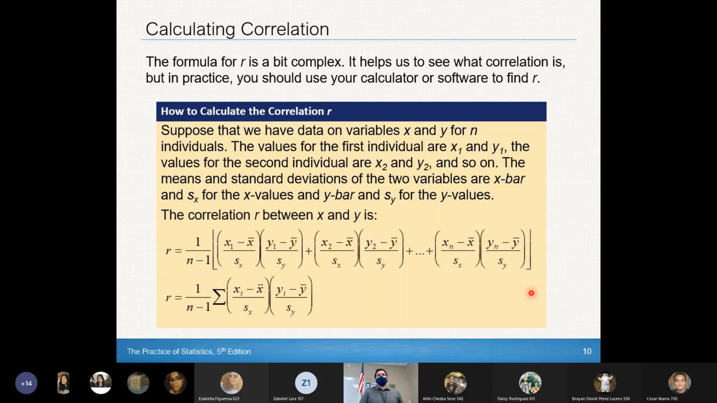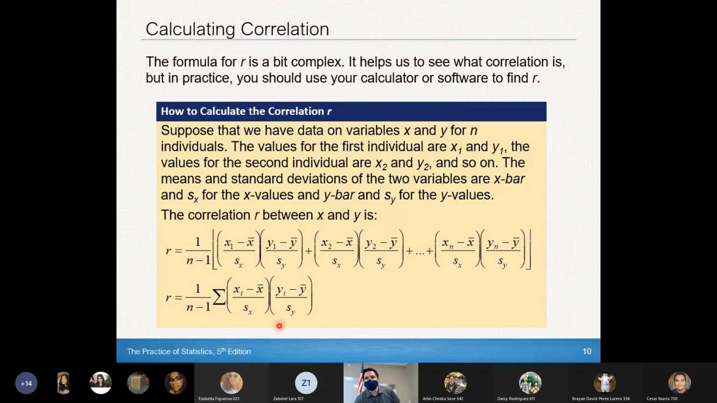The correlation r between x and y is this big mess. r equals 1 divided by n minus 1 times the product of the essentially standardized score of x times the standardized score of y, added them all up. This could lead to many, many calculations in your calculator, depending on how many data points you have.